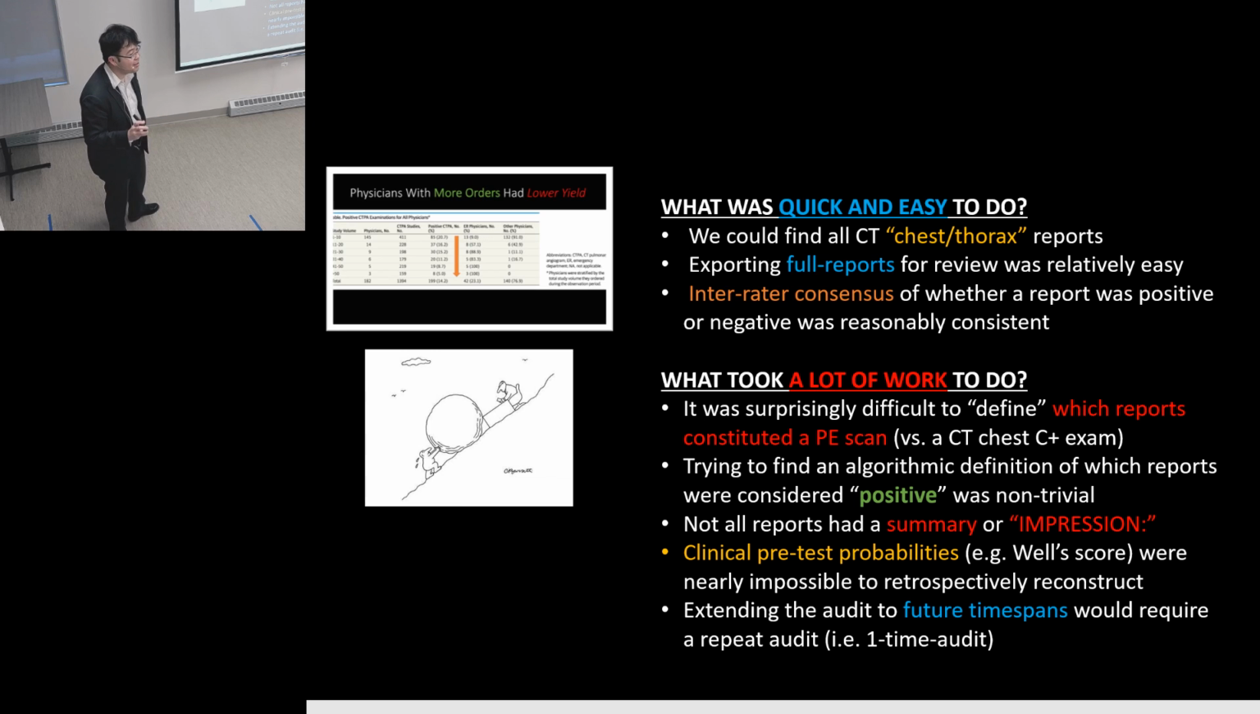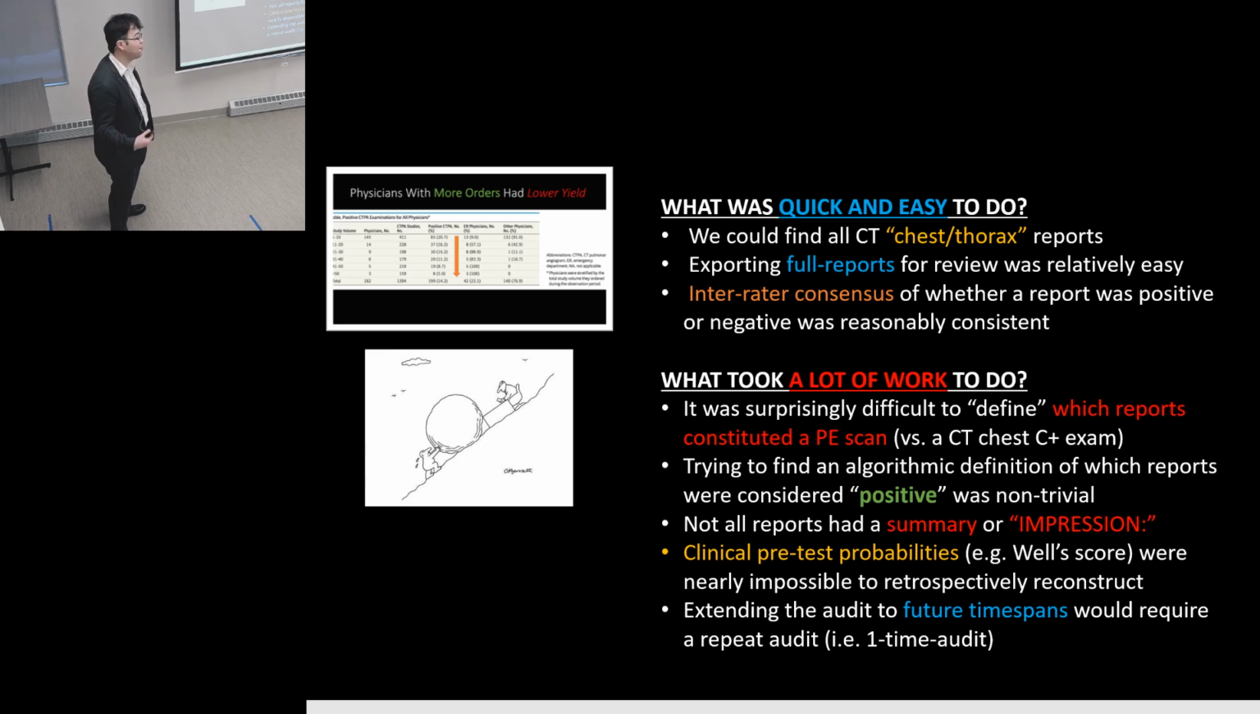But there were a lot of other tasks that were substantially difficult, things that we were actually incredibly surprised by. So for example, defining which report was actually a PE scan. Now that sounds like a very trivial thing to do. We didn't have direct access to financials and billings and codes, so we couldn't necessarily use that. There was a lot of vocabulary held in common between CT chest with contrast reports for cancer staging, for example, versus what you would see with a PE scan. There were inconsistencies in the reporting. So that relevancy, like, do I even define the cohort of reports? That denominator was actually a very challenging task in order to run this audit.